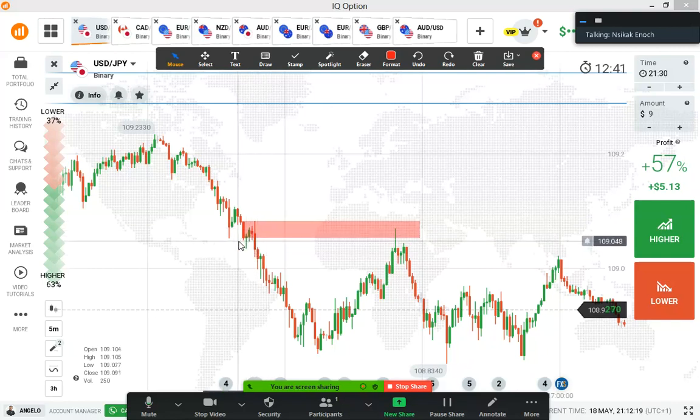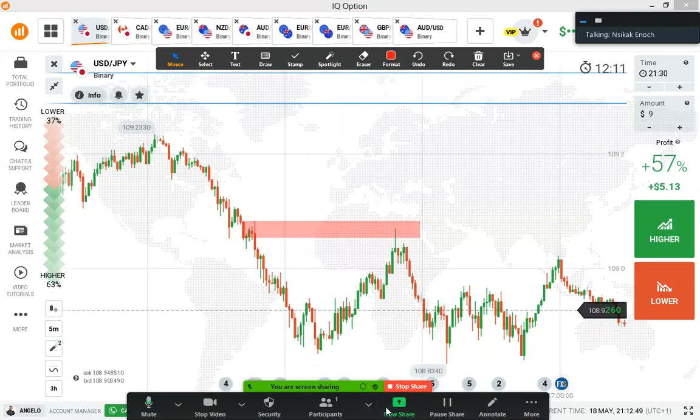But if it is a base supply or base demand, you include all the consolidation. Let's say the market consolidated here, then the body of the candle that started the consolidation is where you pick your supply zone. The same thing is applicable to the demand zone. Okay, so now I have seen my supply zone. This is my supply zone.